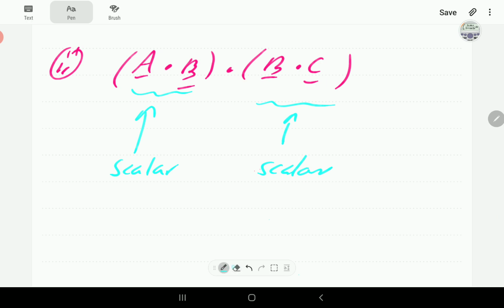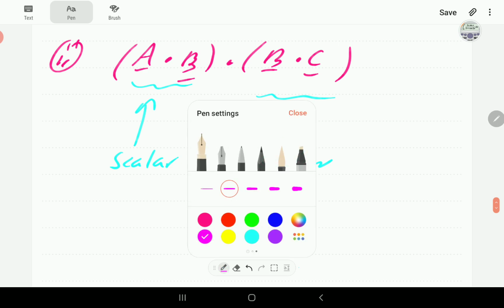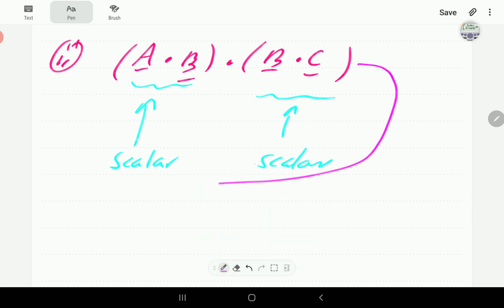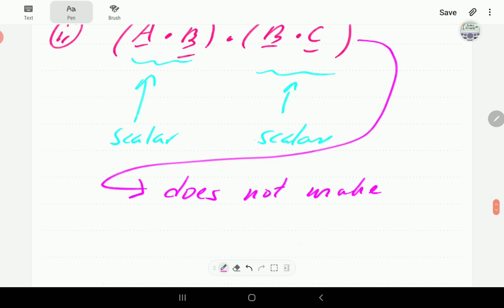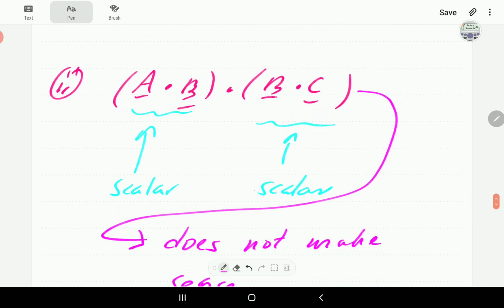Now, so what is happening here? This thing is suggesting we dot a scalar with a scalar. But that doesn't make sense. We only do dot product between vectors. So we have got to conclude that this thing here does not make any sense, or if you like, this is impossible.